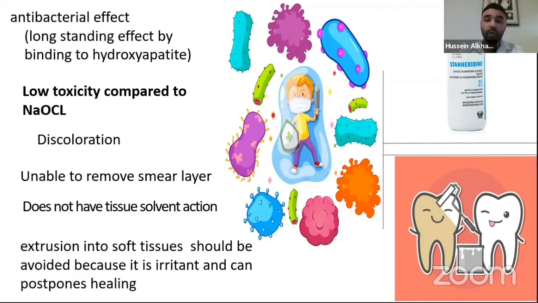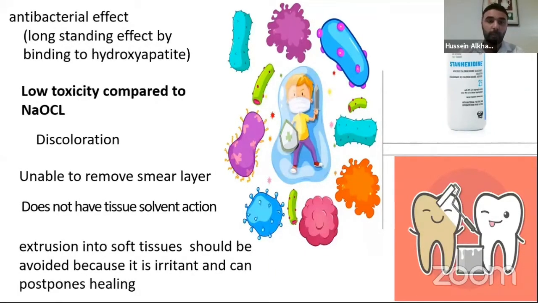The extrusion of chlorhexidine into soft tissue should also be avoided, as this material is irritant to the periradicular tissue, and some studies show that extrusion of this material will postpone healing of periradicular inflammation.